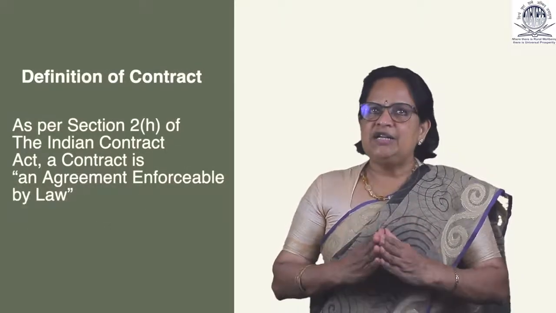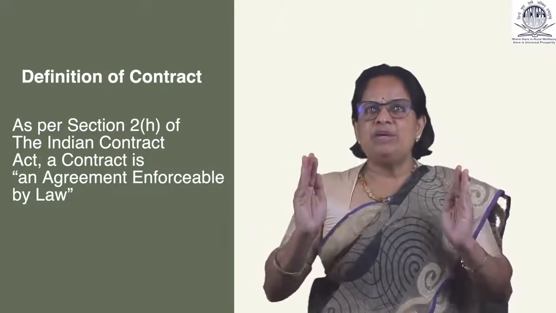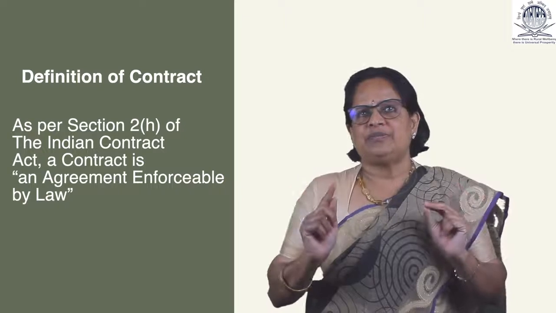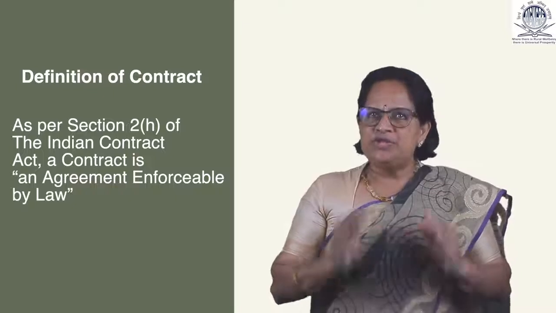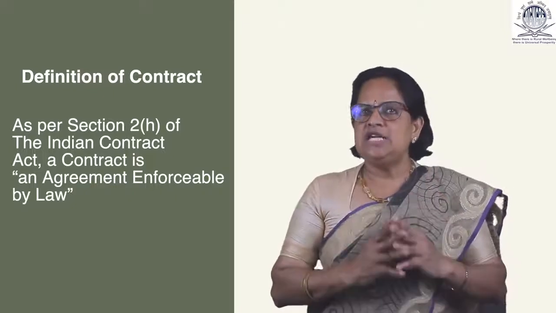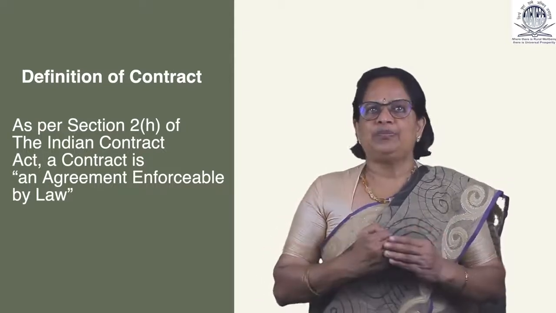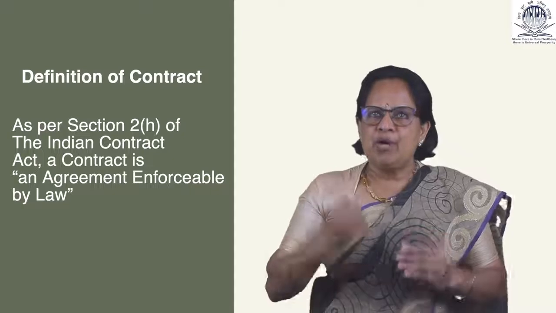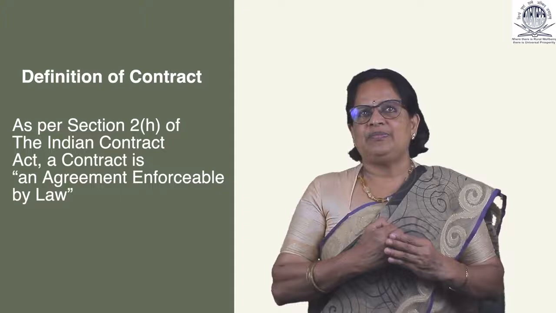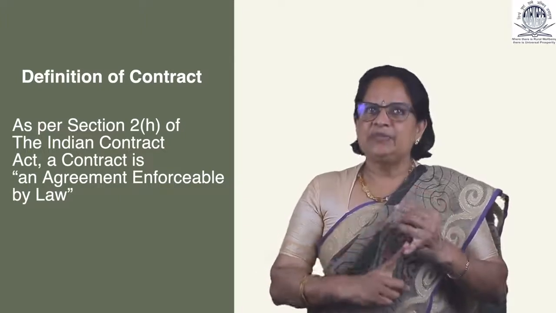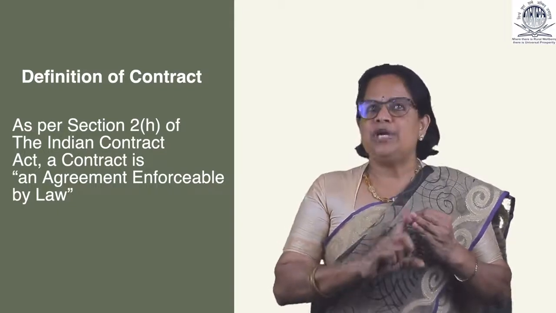Now, let us see the definition of contract. A contract is an agreement enforceable by law. A contract, therefore, is an agreement, the object of which is to create a legal obligation, that is, a duty enforceable by law. Thus, as per the above definition, a contract essentially consists of two elements. First, it is an agreement, and second, it is a legal obligation that is enforceable by law.